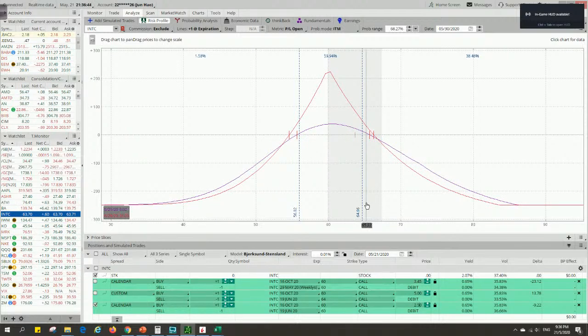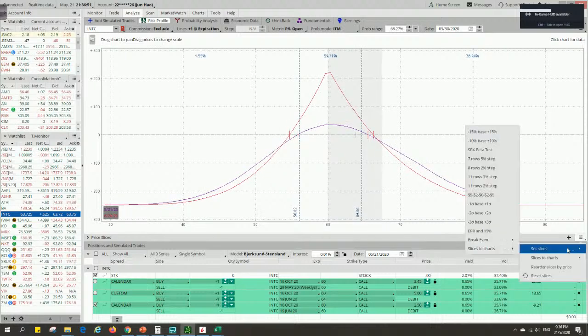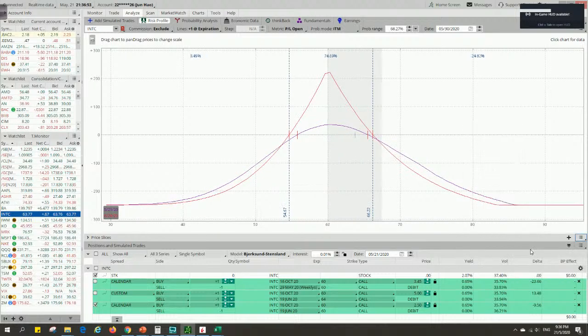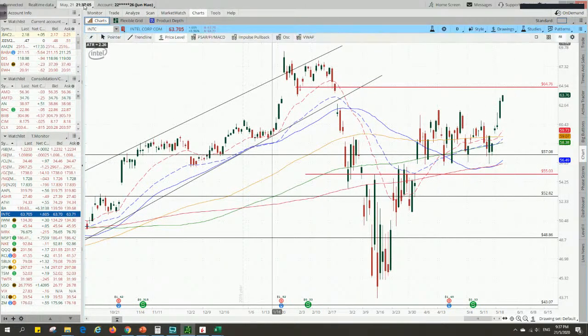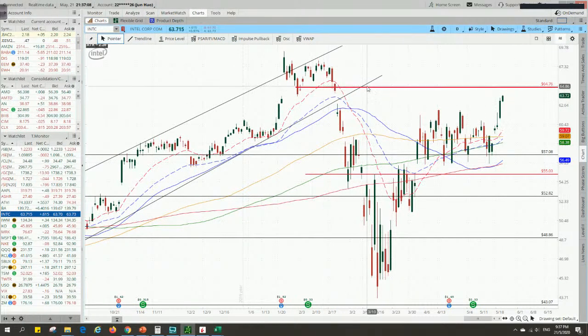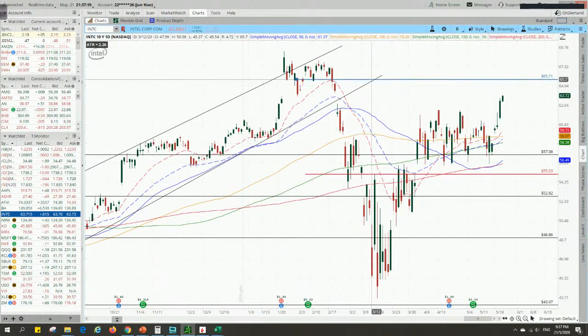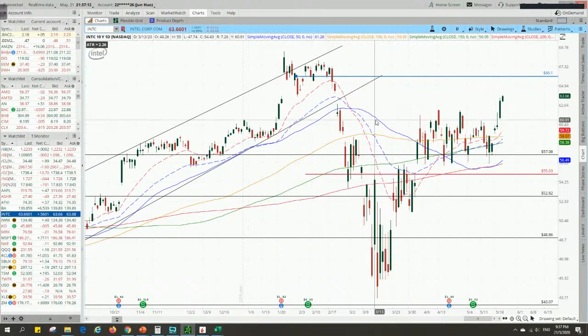So if I let it remain as a calendar spread, what will happen? You can see that if we bring our break-even prices back to normal, the break-even prices for my trade still remain the same, 55 to 66. And if we go back to the charts, 55 to 66 is not very fantastic, right?